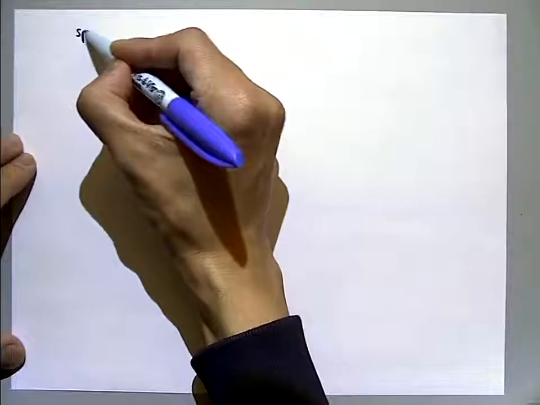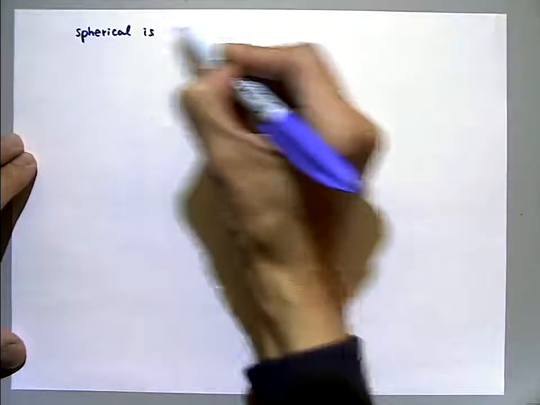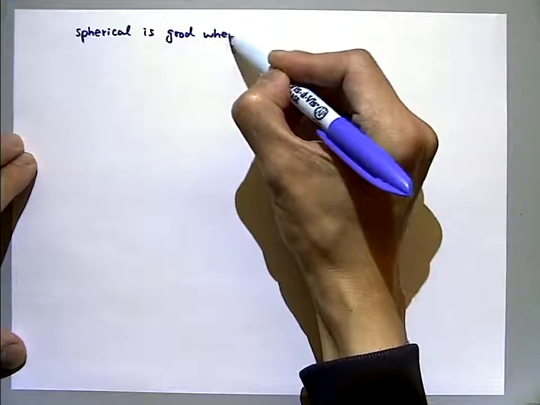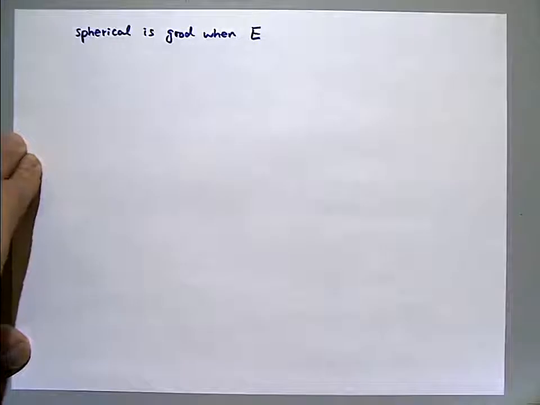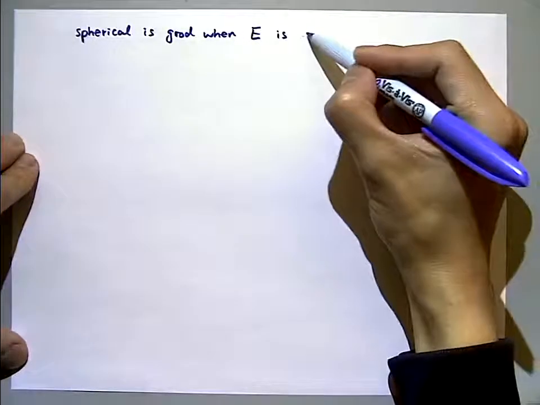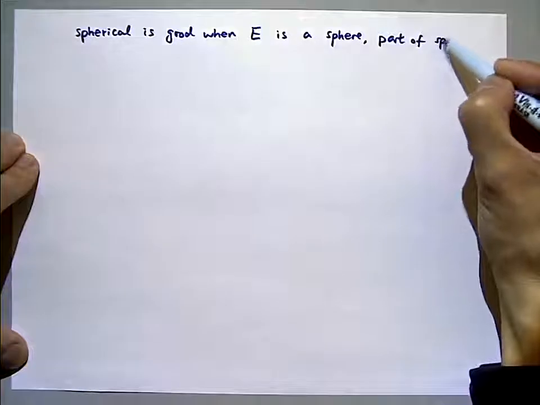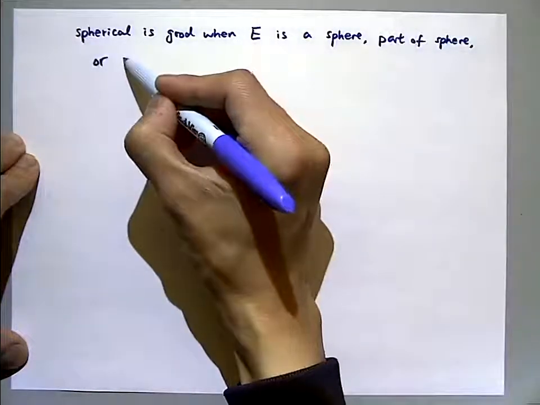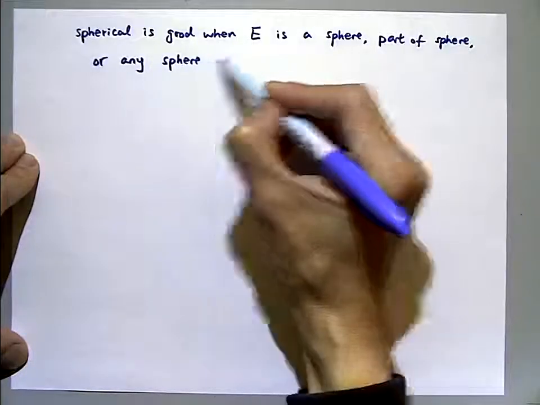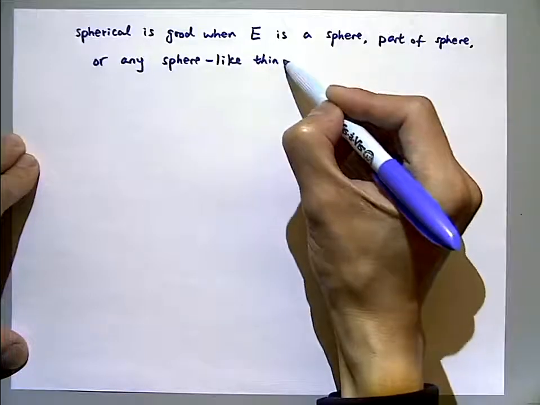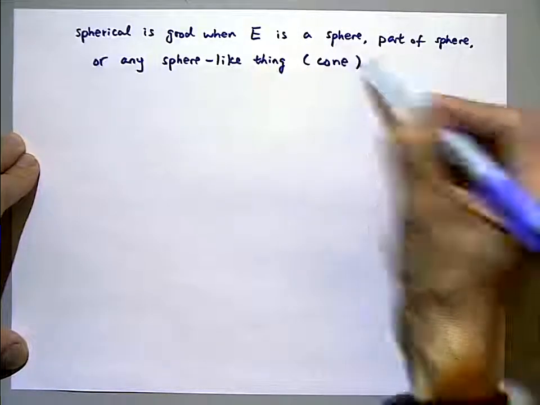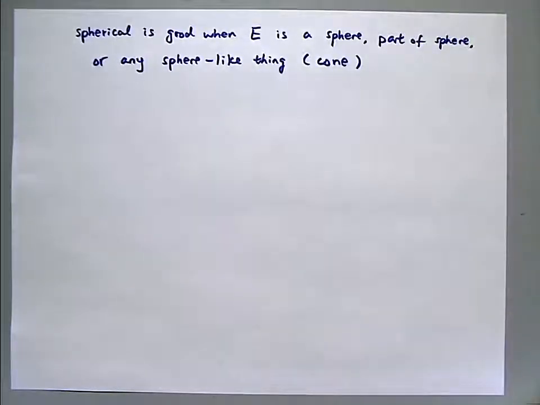And the name tells you when is a good time to use spherical. Spherical is a good choice when the region or the volume E is a sphere, part of a sphere, or any sphere-like thing. For example, a cone. You can think of a cone as part of a sphere taken out of a sphere, right? Think of an ice cream cone as a part of a sphere removed from the big sphere.